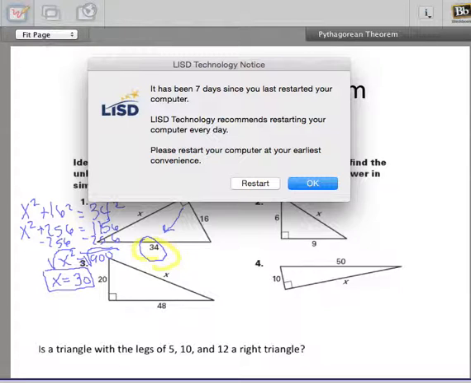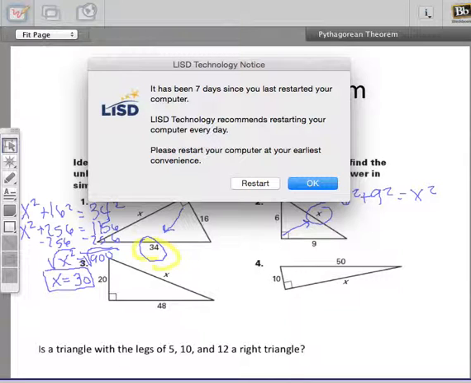Let's try another one. For number 2, x is going to be the hypotenuse because it's across from your 90-degree angle. So you would set up your equation, 6 squared plus 9 squared equals x squared. 6 squared is 36. 9 squared is 81 equals x squared. 36 plus 81 comes out to 117 equals x squared.